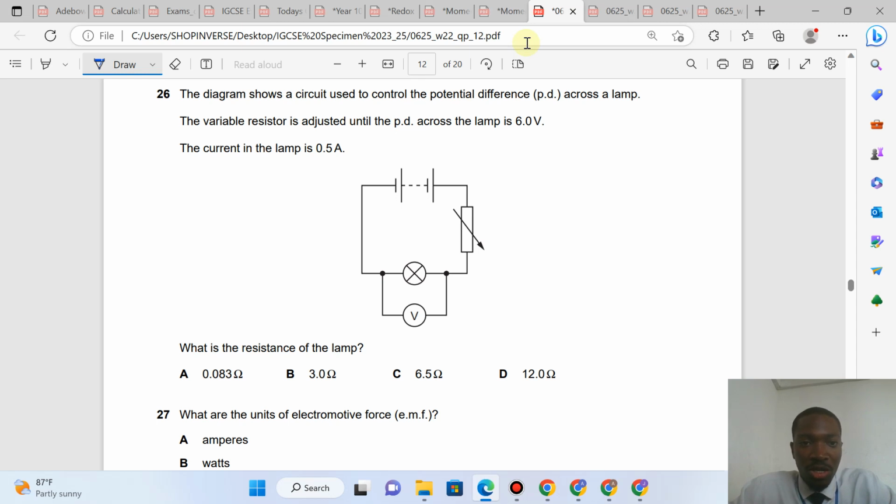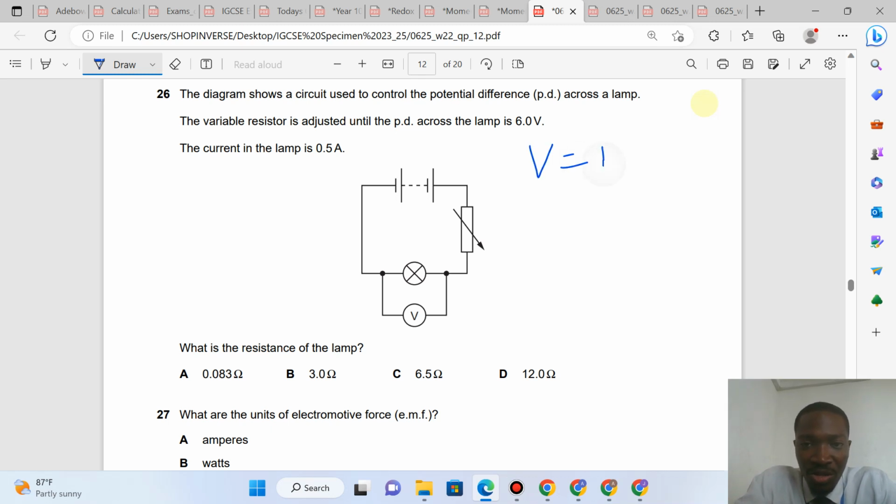The diagram shows a circuit used to control the potential difference across a lamp. The variable resistor is adjusted until the potential difference across the lamp is 6 volts. The current in the lamp is 0.5 amperes. What is the resistance of the lamp?